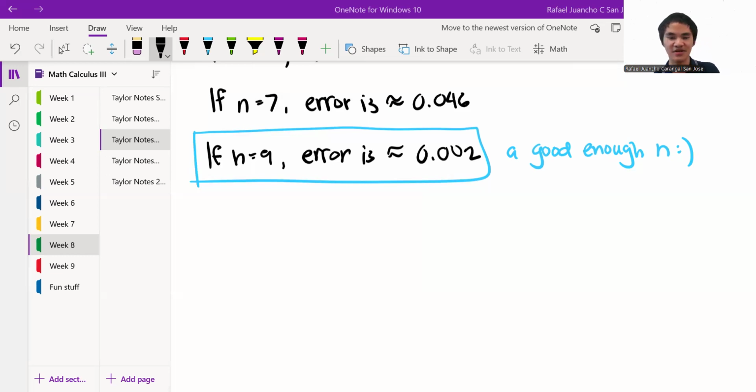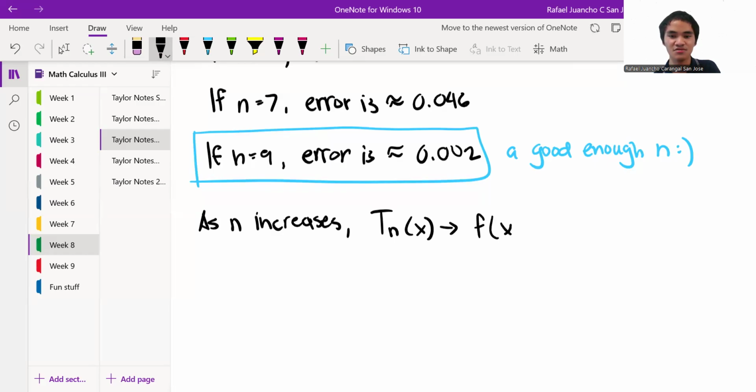So maybe for my final words here, as n increases, we say that my Taylor polynomial approaches the actual true function. Yeah, so let's end with that.